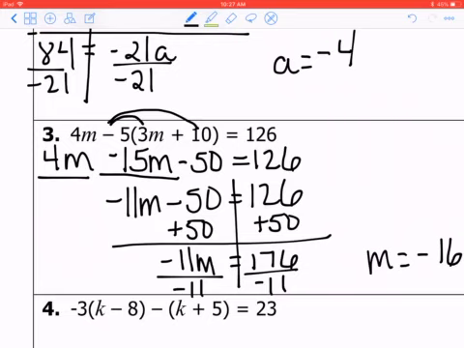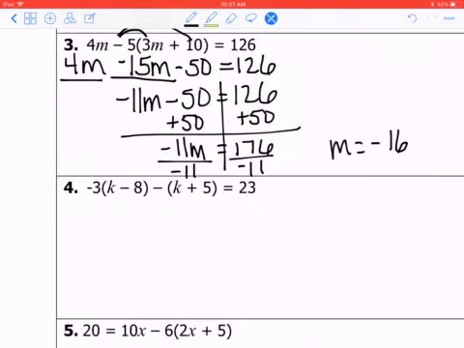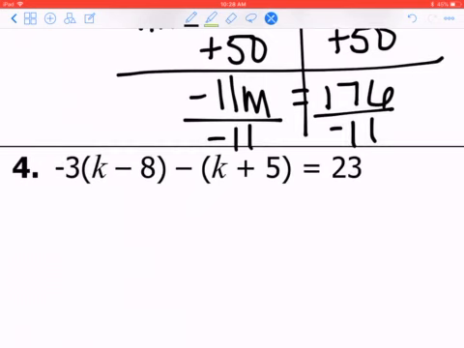Okay, so number 4 is kind of what was on a previous quiz, and it was definitely on your test. But now we need to solve because we have an equal sign. All right, so we're going to take the negative 3 and distribute, and the negative and distribute to the k and the 5. So let's start this off. Negative 3 times k is negative 3k. And negative 3 times a negative 8 is positive 24.